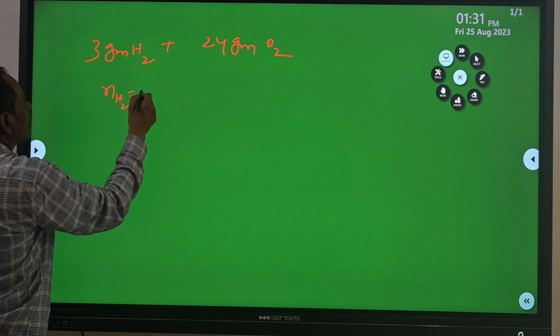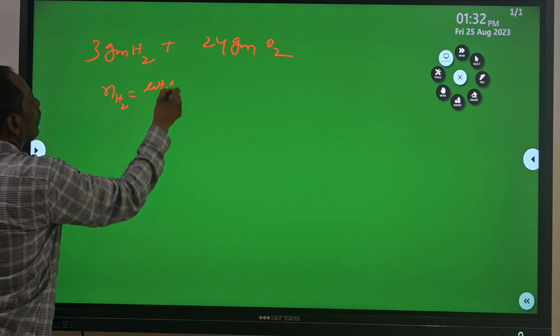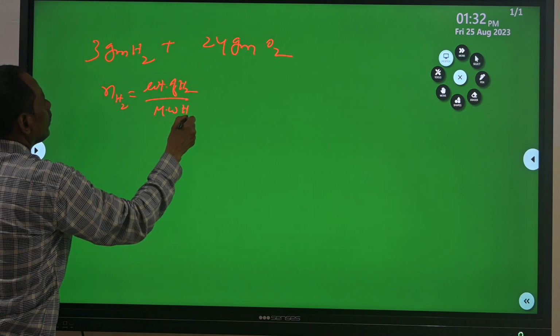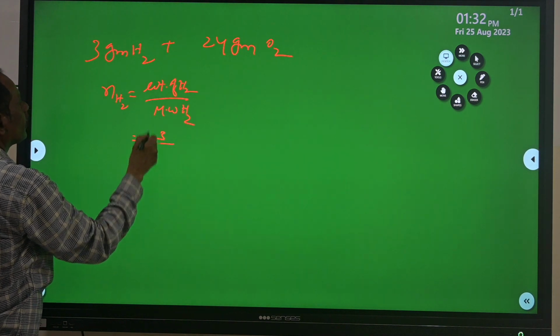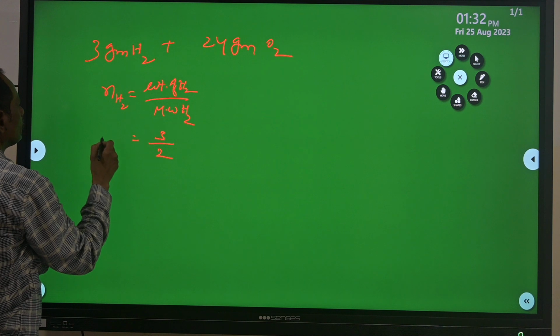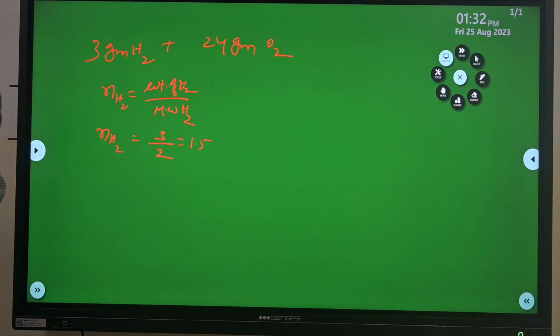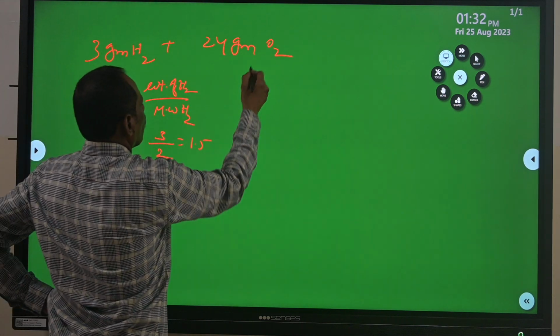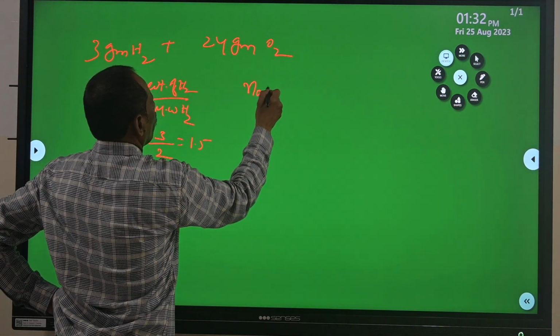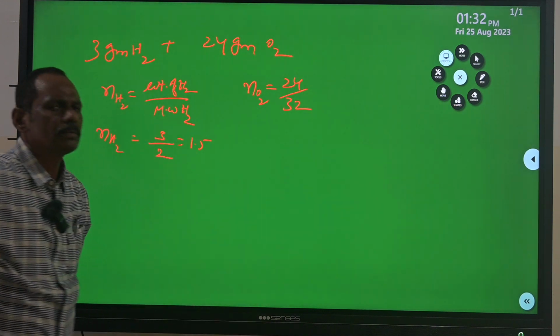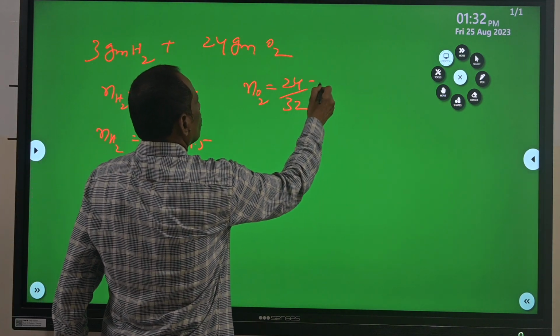Number of moles of hydrogen is equal to weight of hydrogen by the molecular weight of hydrogen. So weight of hydrogen is 3 and the molecular weight of hydrogen is 2. So number of moles of hydrogen is 1.5. Then like that, calculate the number of moles of oxygen. Number of moles of oxygen is equal to weight of oxygen by its molecular weight. That is 3/4.